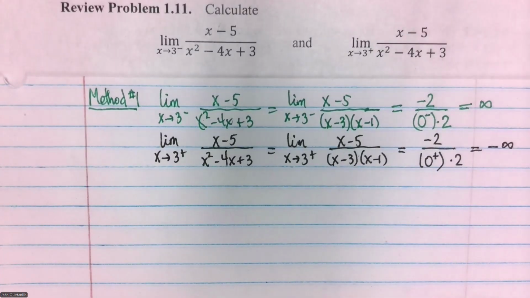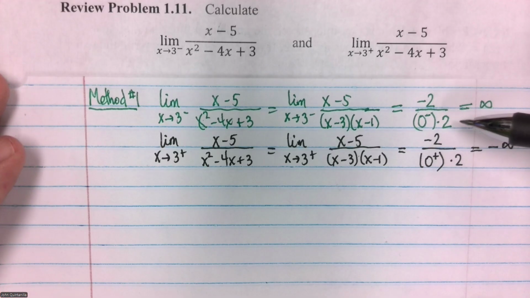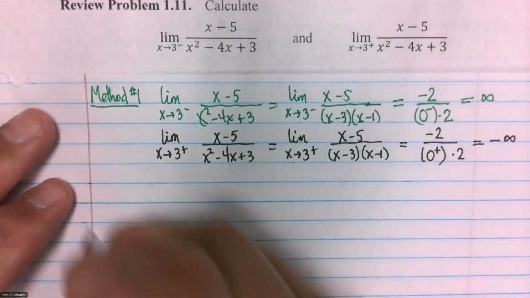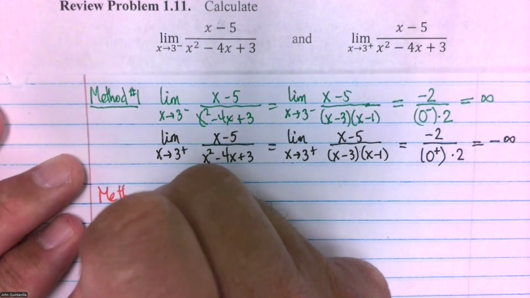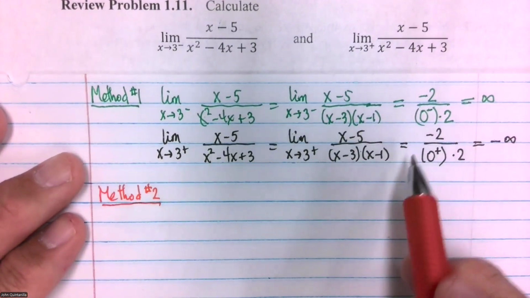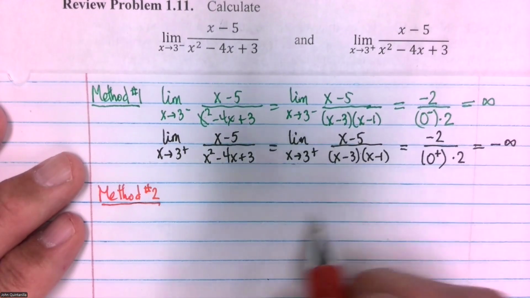And so those are the answers for the first two questions using this idea of looking at zeros in the denominator, but caring about whether it's going to 0 in a positive or a negative sense. All right, method number two. And for method number two, we're going to rely on the factorization that we have here.